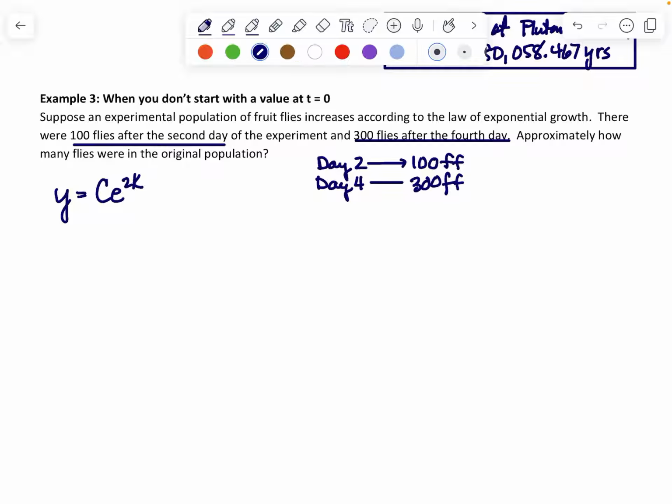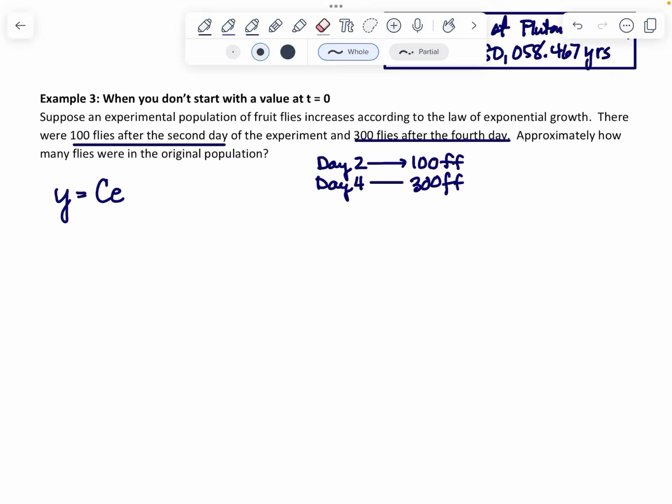So, example 3: suppose an experimental population of fruit flies increases according to the law of exponential growth. There were 100 flies after the second day of the experiment and 300 flies after the fourth day. Approximately how many flies were in the original population? You're like, oh my gosh, maybe I need to read this again. Probably. But what we want to do is look at this.